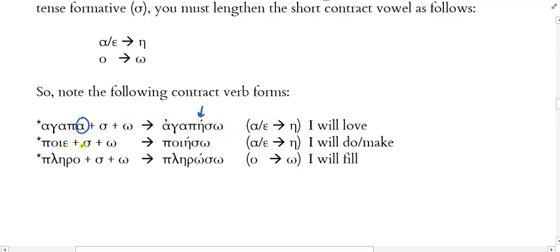So poieo, to do or make. There's my future stem with an epsilon contract vowel. What's it going to do before the sigma? It's got to lengthen as well. What's it become? It likewise becomes an eta here. So poieso, everybody. So I will do. I will make. And then plero is an omicron contract vowel. What will it do before sigma? Lengthen to omega. Everybody, pleroso. Pleroso. I will fill or I will fulfill. So that's our contract verb phenomenon.